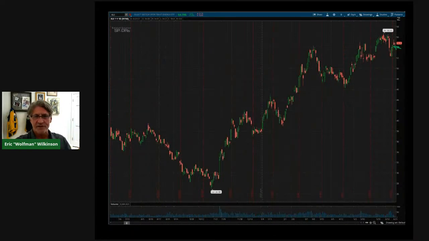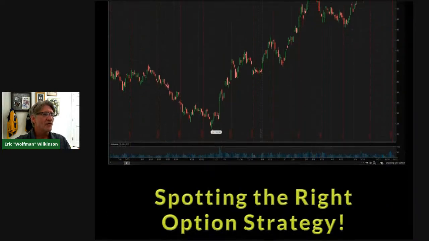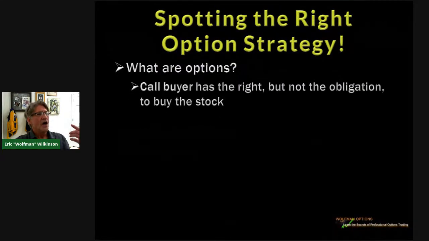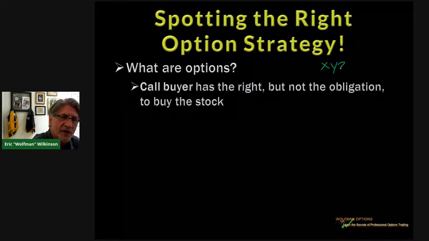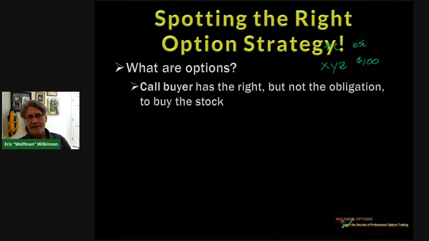So when we're looking at options, we need to talk about options really quick. What are options? Well, a call option gives the buyer the right but not the obligation to actually buy the stock. So if we're given a simple example, XYZ is trading at $100, all right? And I buy a call at the 105 strike. I buy the 105 calls. Doesn't matter what I paid for it. That gives me the right, but not the obligation, to buy the stock at 105.